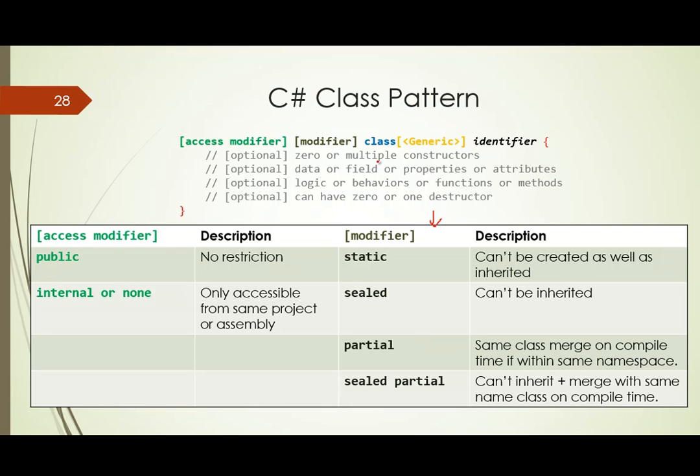And identifier is the name that you're going to put for your class, and you can't have any combination from this list. And static, we have talked about in great detail. You cannot create an instance of it, nor inherit the class. And sealed means that you cannot inherit it. That's it. And partial, it's my favorite.